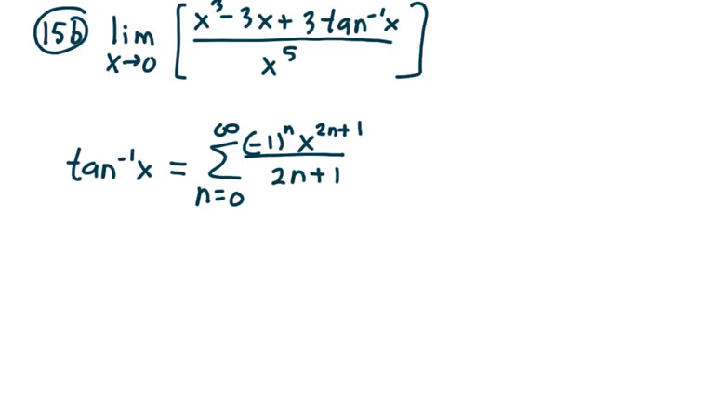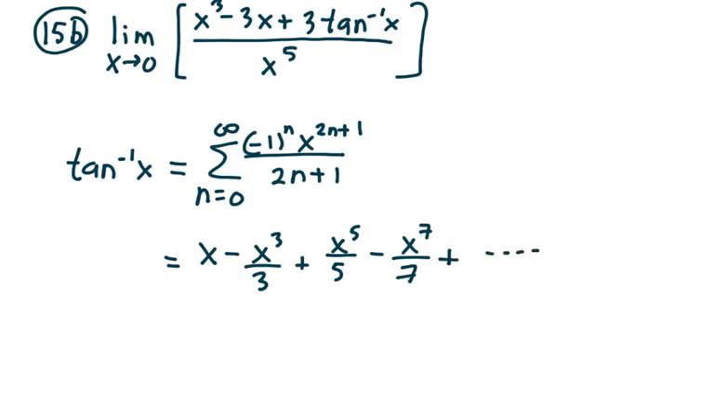And I want to write this out in expanded form. So what do we get when we write this in expanded form? We get, when n is 0, we get x. When n is 1, right, we get minus x cubed divided by 3. When n is 2, we get x to the fifth divided by 5. Then we subtract x to the seventh divided by 7, plus, and we keep going.